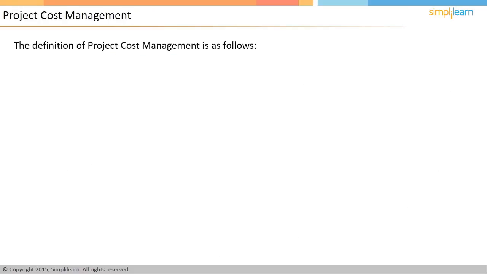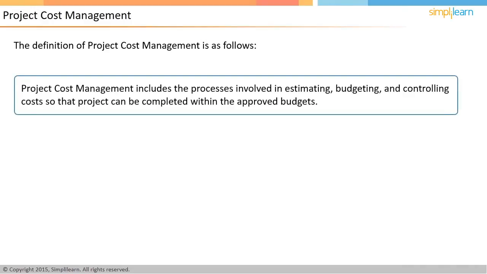Project cost management involves activities like estimating the cost of each of the project activities, adding the cost estimates of the related activities to arrive at the cost budget, and controlling the cost to ensure that project activities are completed within the defined budget. In the next screen, let us discuss Cost Management Plan.